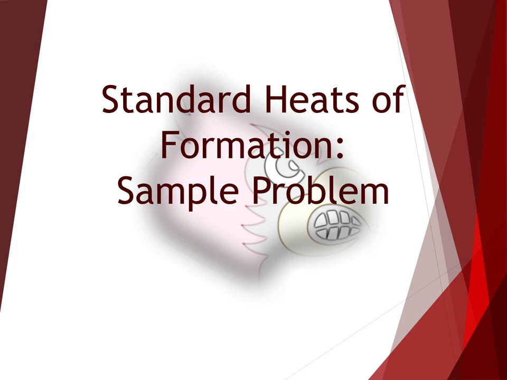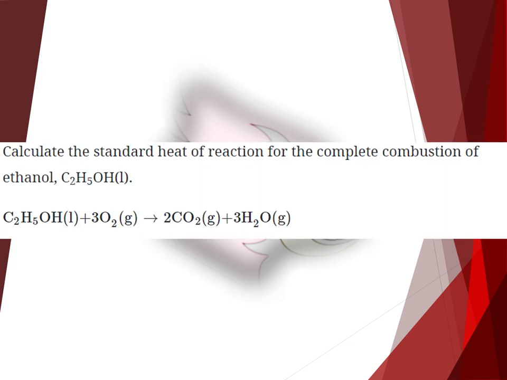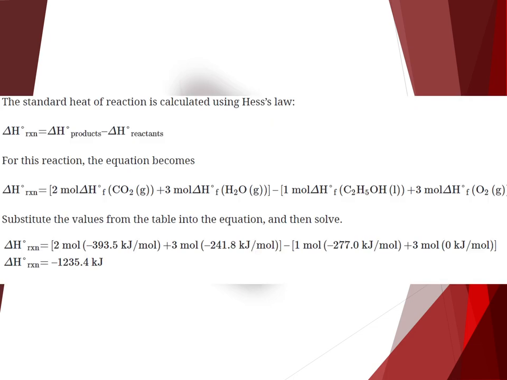Let's take a look at a sample problem. Calculate the standard heat of reaction for the complete combustion of ethanol, which is C2H5OH. So, in order to combust something, we must combine it with oxygen by definition. So, we will combine our ethanol with oxygen to yield carbon dioxide and water, standard products of the combustion of a hydrocarbon, and then balance the equation, hence the coefficients. So, how do we solve it?